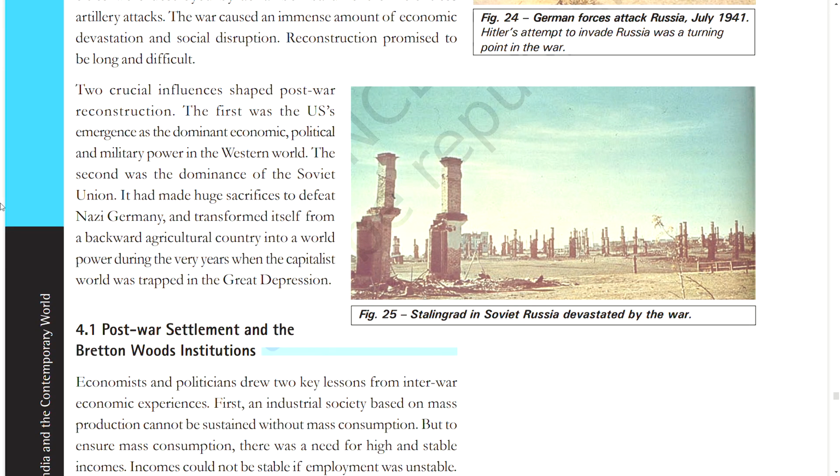Two crucial influences shaped post-war reconstruction. The first was the US emergence as the dominant economic, political, and military power in the Western world. The second was the dominance of the Soviet Union. It had made huge sacrifices to defeat Nazi Germany and transformed itself from a backward agricultural country into a world power during the very years when the capitalist world was trapped in the Great Depression. Figure: Stalingrad in Soviet Russia devastated by the war.